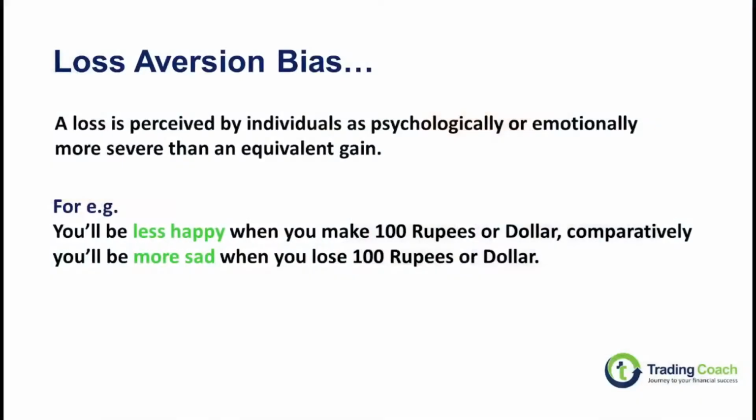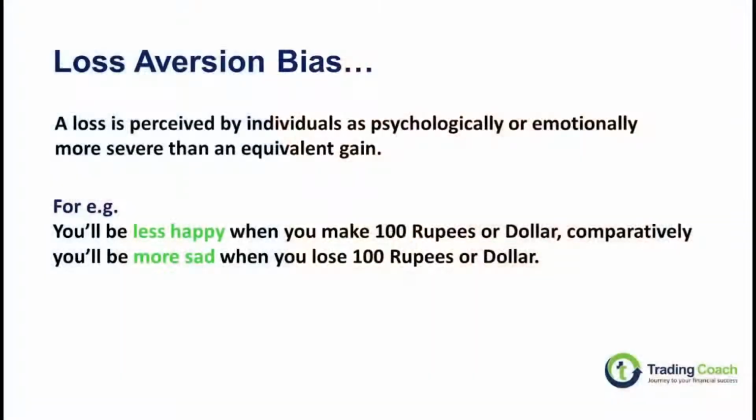So what do we mean by loss aversion bias? Typically, I'm not going to explain all the hypothetical and scientific definitions for it. But I will give it in a very simple sense, in a straightforward manner. Say, for example, if I give you 100 rupees or $100, and if I take 100 rupees or $100 from you, which is going to make you more sad? Definitely the point is, when I give you 100 rupees or $100, you'll be happy, but when you lose 100 rupees or $100 to me, you'll be more sad.